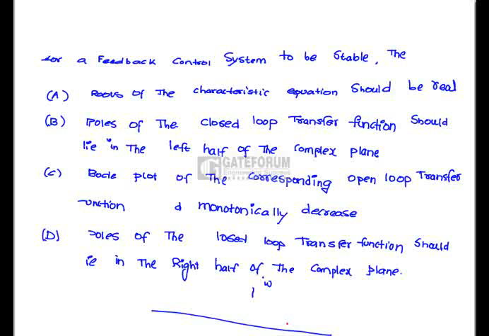Coming to option A, roots of the characteristic equation should be real. No, it's not correct. Option B, poles of the closed loop transfer function should lie in the left half of the complex plane, that means S plane. Hence option B is correct.